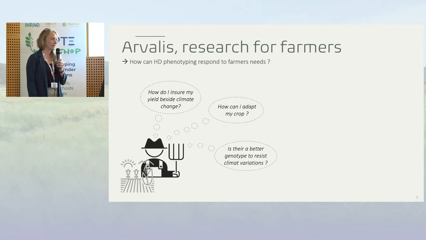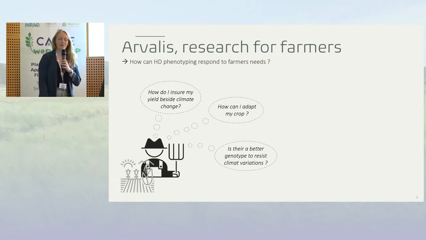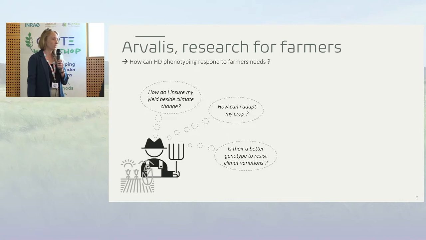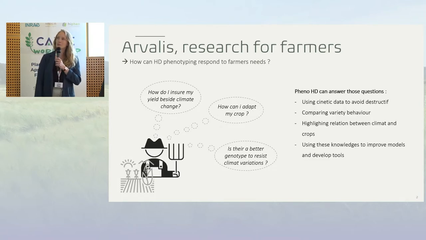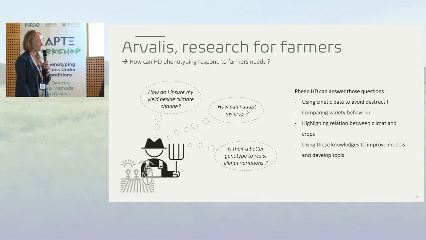our direction. I'm sorry, my English is bad, but I'm trying. Farmers are part of our direction council, so they decide what we are working on. And the questions that they are always asking are: how do I ensure my crop, my yield, despite climate change? Is there a better genotype compared to another? And this is how we want to respond, with HD phenotyping.